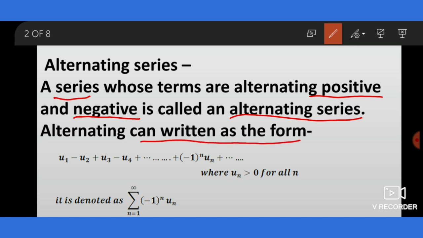It can be written in the form u1 minus u2 plus u3 minus u4 plus so on, (-1)^n un plus so on, where un is positive for all n. It is denoted as summation from 1 to infinity of (-1)^n un.